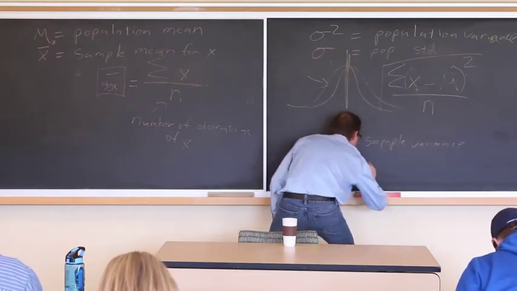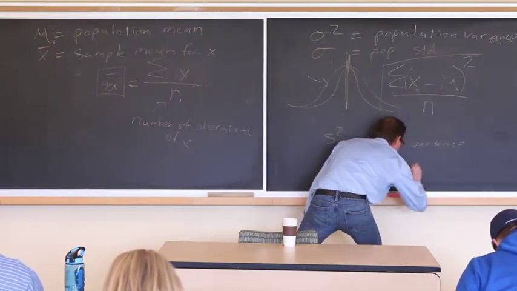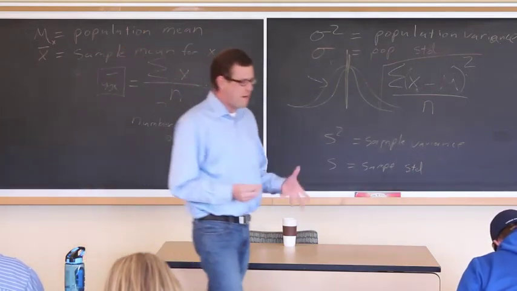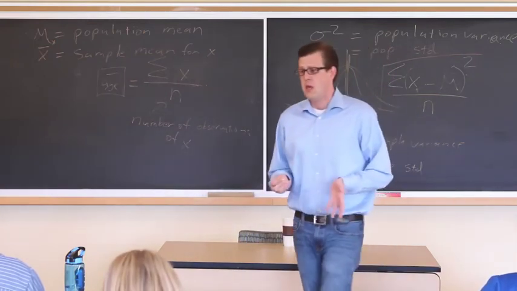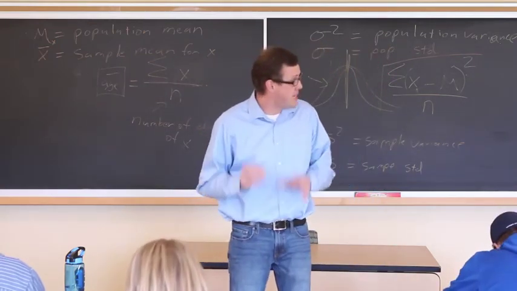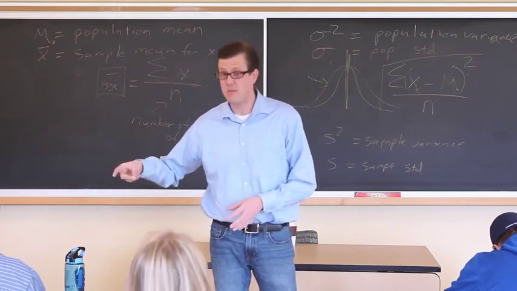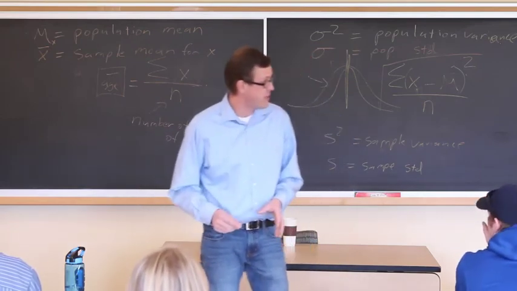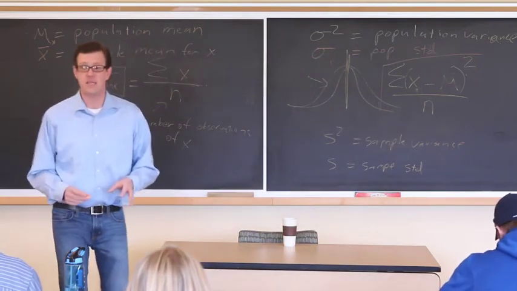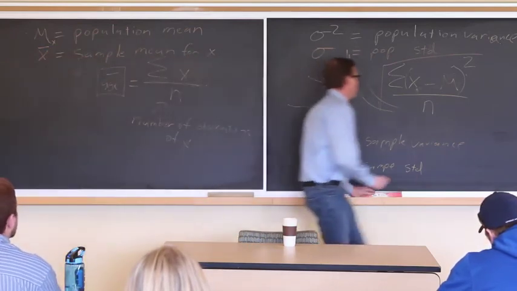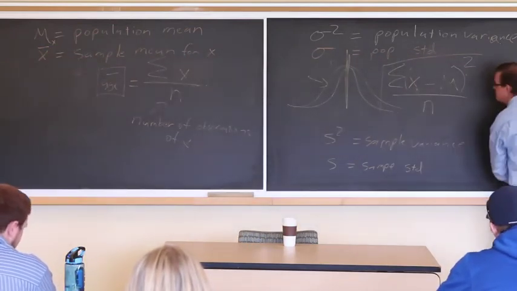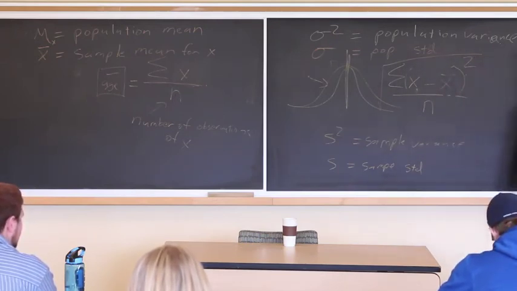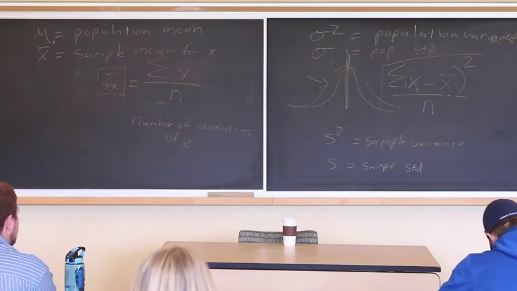And S is going to equal the sample standard deviation. And one very important thing to know is that unlike the sample mean, which is an unbiased estimate of the population mean, the sample standard deviation and the sample variance are not unbiased estimates of the population variance if you were to keep it in that type of a form.